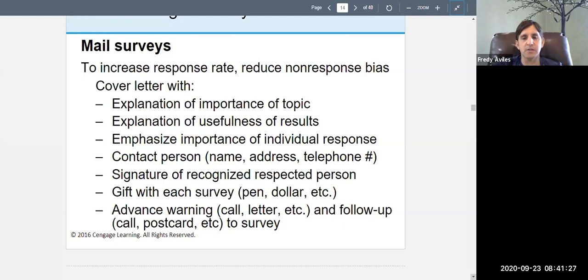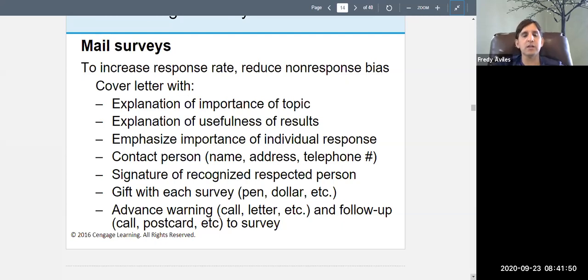Include a contact person. Here's the name, address, and telephone number of someone you can call if you have some concerns and some questions about this. So make it seem more professional. Include the signature of a recognized person, Dr. So-and-so, the lead researcher, the lead scientist of the project. That makes it seem more legitimate, less like junk mail, okay?